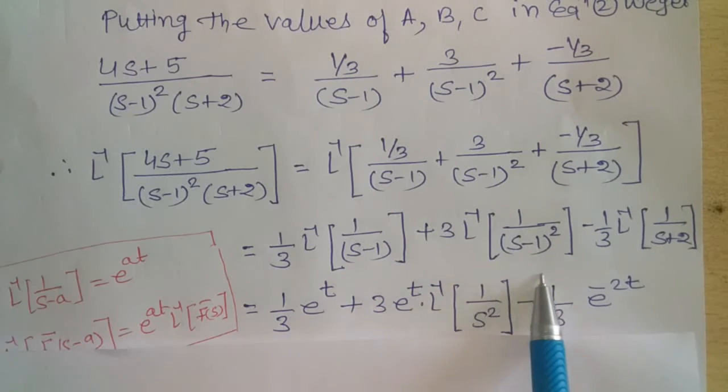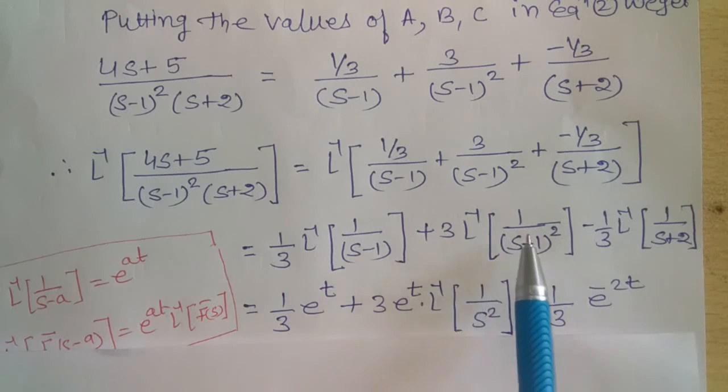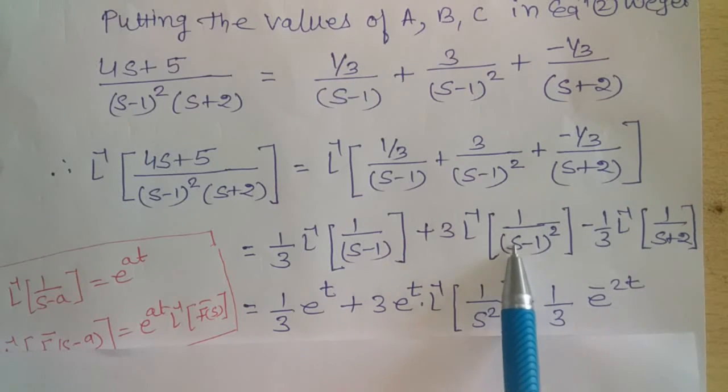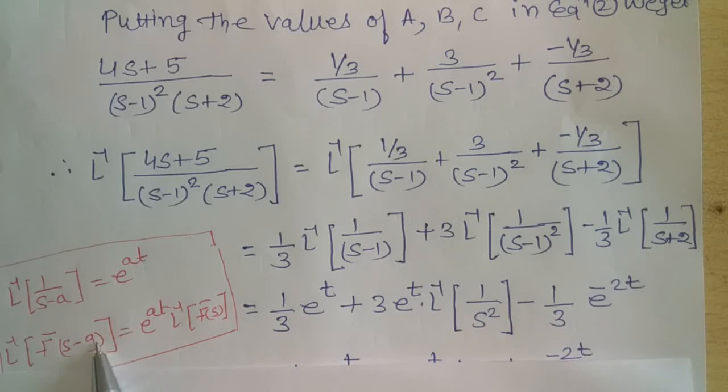Now this is the function of s minus 1, f bar s minus 1, because of the whole square. So this expression is the inverse Laplace transform of a function of s minus 1, and we use the first shifting theorem of inverse Laplace transform, that the inverse Laplace transform of f bar s minus a is e raised to at into the inverse Laplace transform of the remaining expression, that is f bar s.